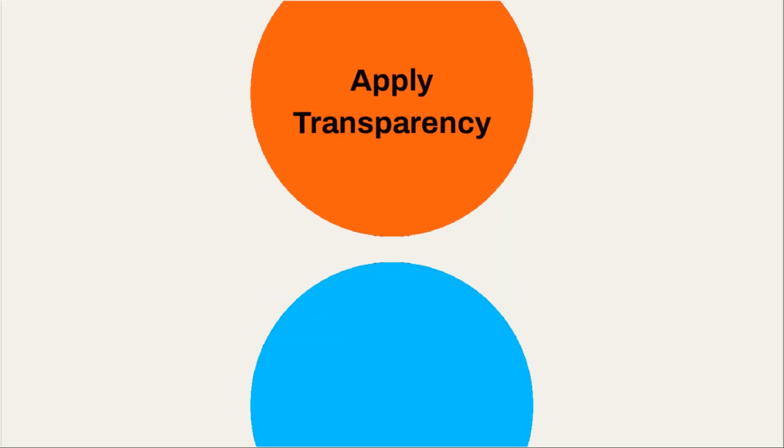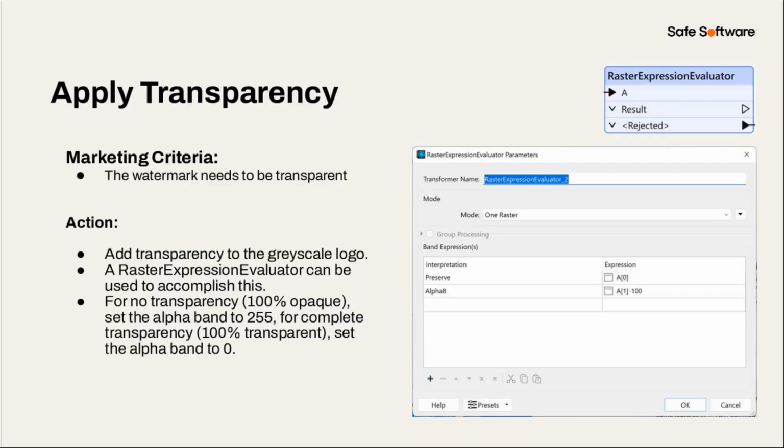Awesome. So now that the image is in grayscale, we can apply transparency. But to understand transparency, we have to be familiar with the concept of an alpha band. So what is an alpha band? An image is usually made up of colors like red, green, and blue, and sometimes there's an extra layer called the alpha band. And this alpha band is what controls transparency.